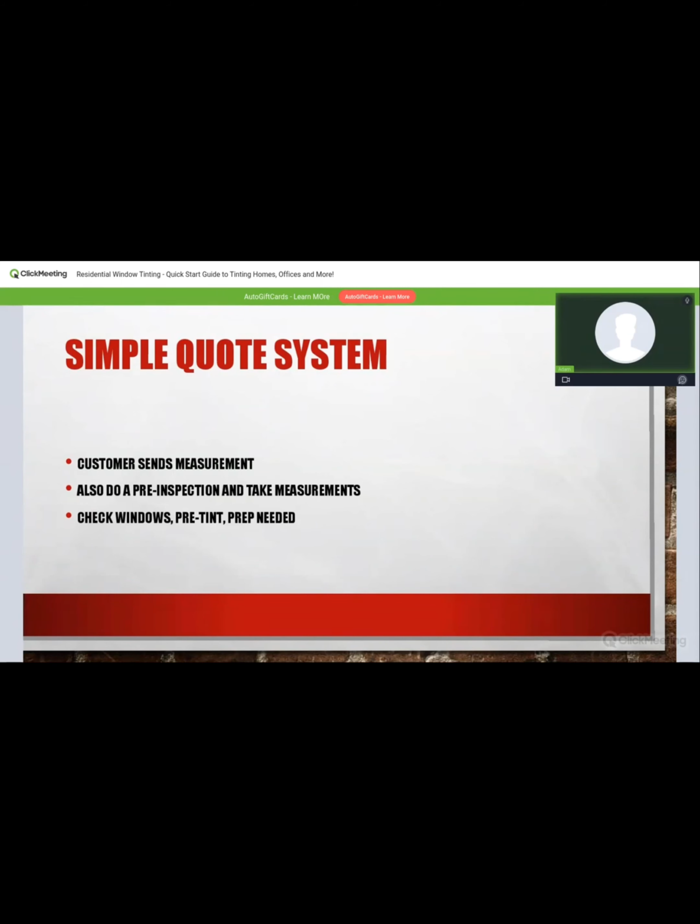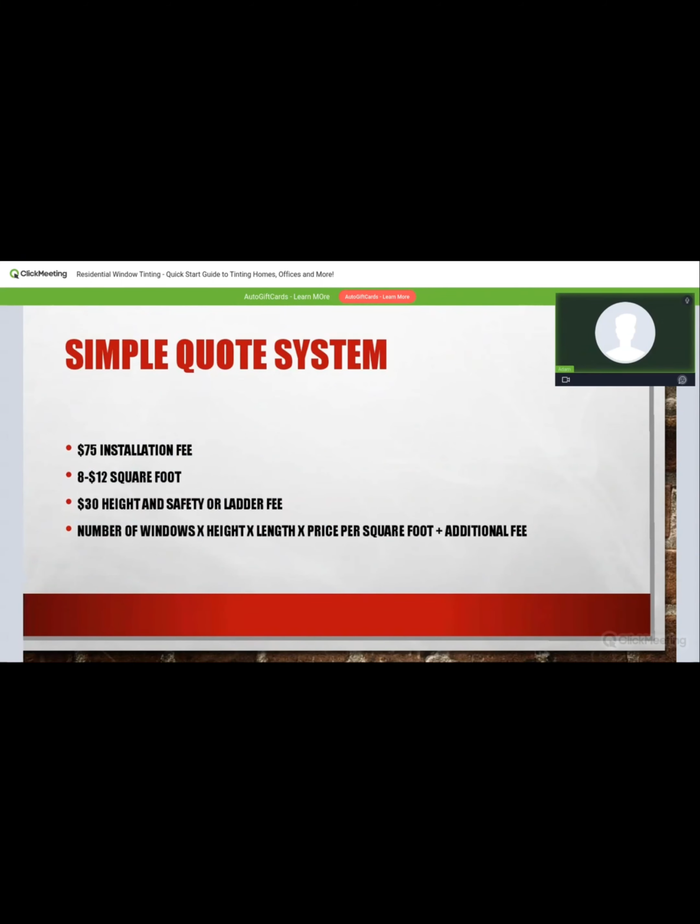So with that simple quote system, we always start with a $75 installation fee. This is the same as if you're doing cars. This is a mobile fee because you have to go there and set up. You're looking at about a half hour before and a half hour after, so that covers your drive time, your setup, and all that kind of stuff. Now, when I made this, film was a little bit cheaper. We were looking at about $1.20. It's gone up to about $1.80 for most films that we use. We want to charge $8, $10, $12 per square foot. I typically do about $12 per square foot.